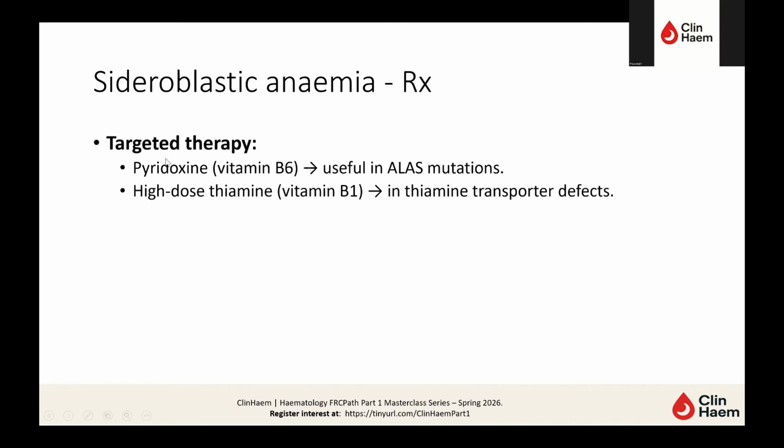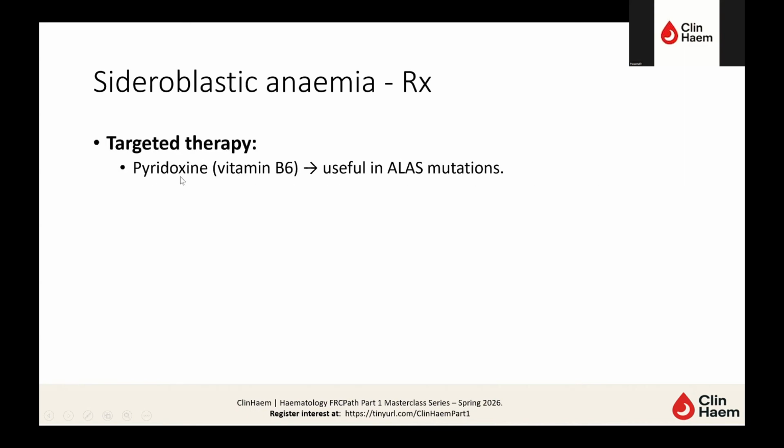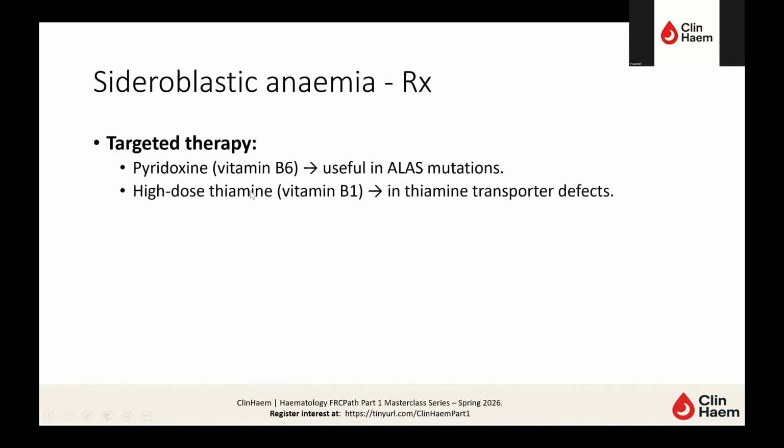Treatment, I've just mentioned targeted treatment here because this is what is relevant for exams. So pyridoxine is useful in ALAS mutations. That's going to be the answer. So it will be a young male with anemia, may give you a dimorphic blood picture, and bone marrow shows ring sideroblasts. What's the treatment? Pyridoxine, you can try and see how it goes. In some other problems, which I mentioned, thiamine transporter problems, of course, this will be diagnosed on a genetic test as well.